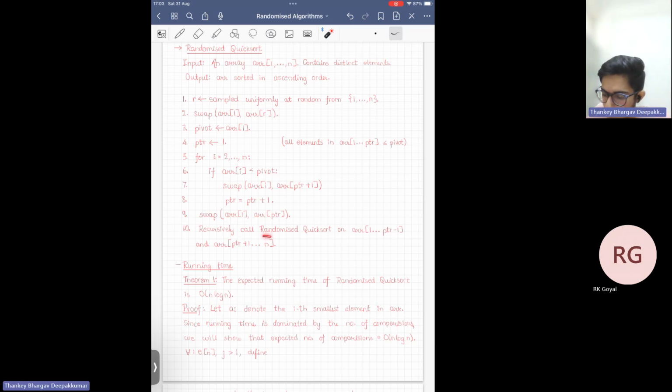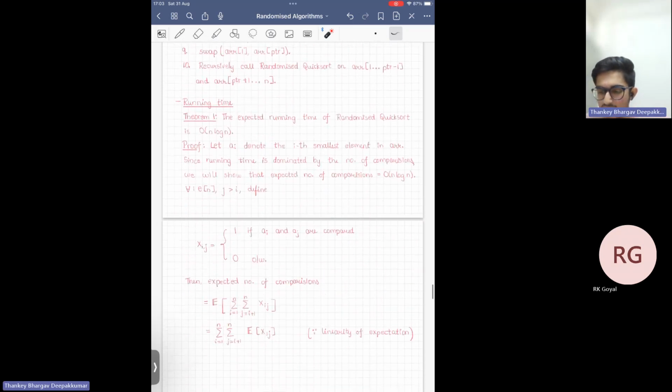And in the recursion, we recursively call randomized quicksort instead of quicksort on the two subarrays. So this is the only difference between randomized quicksort and deterministic quicksort.